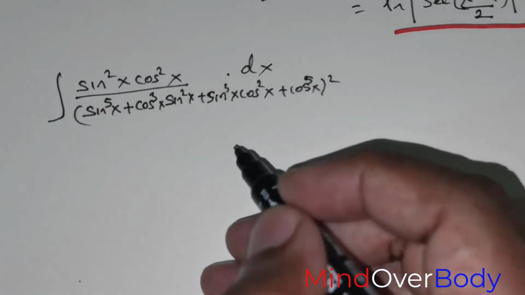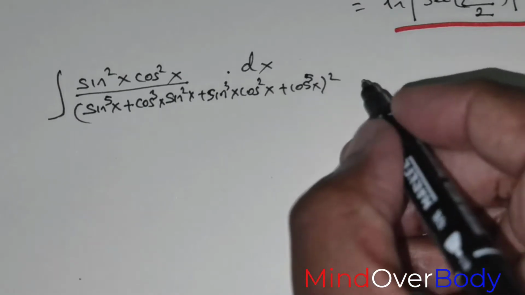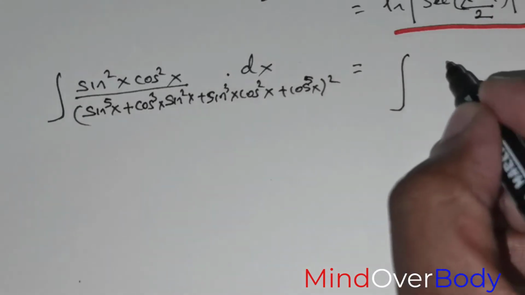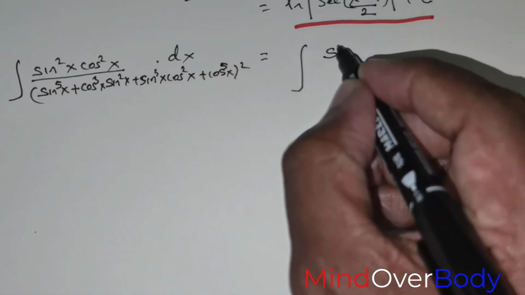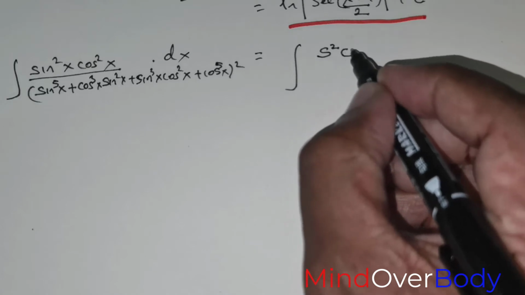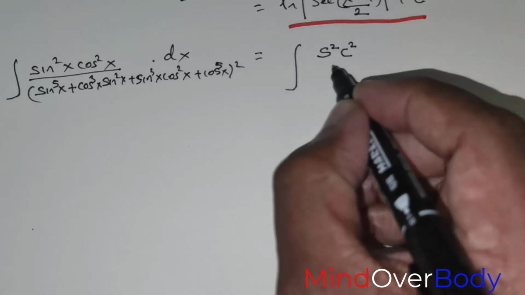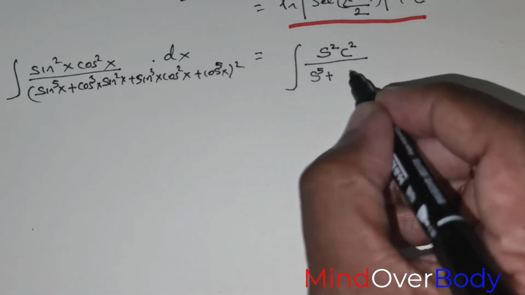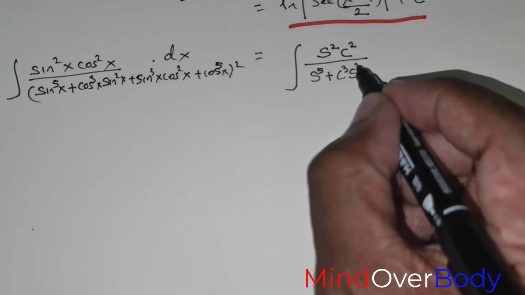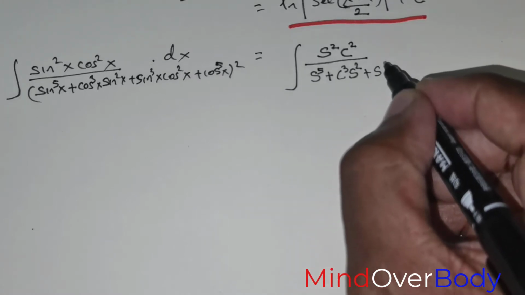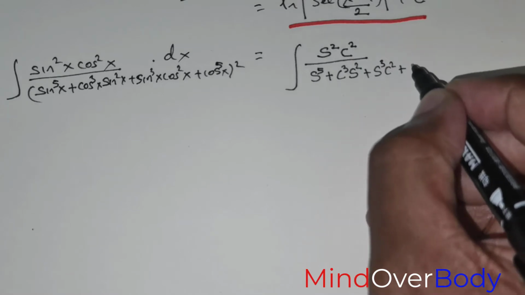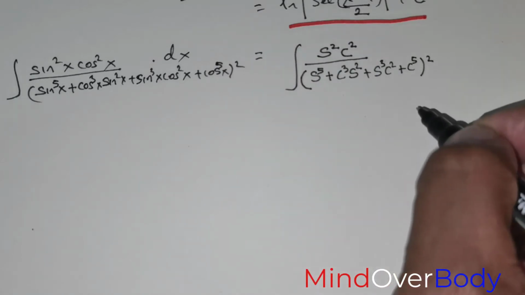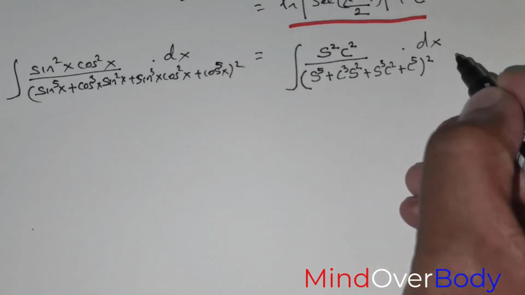So what we do is, instead of simply writing sin squared x and cos squared x, we are going to have some representation. Whenever I see sin, I will replace it by s, so this is going to be s squared, and cos is going to be c, so this is c squared, divided by s to the power of 5 plus c cubed s squared plus s cubed c squared plus c to the power of 5, and this entire quantity is raised to the power of 2 times dx.